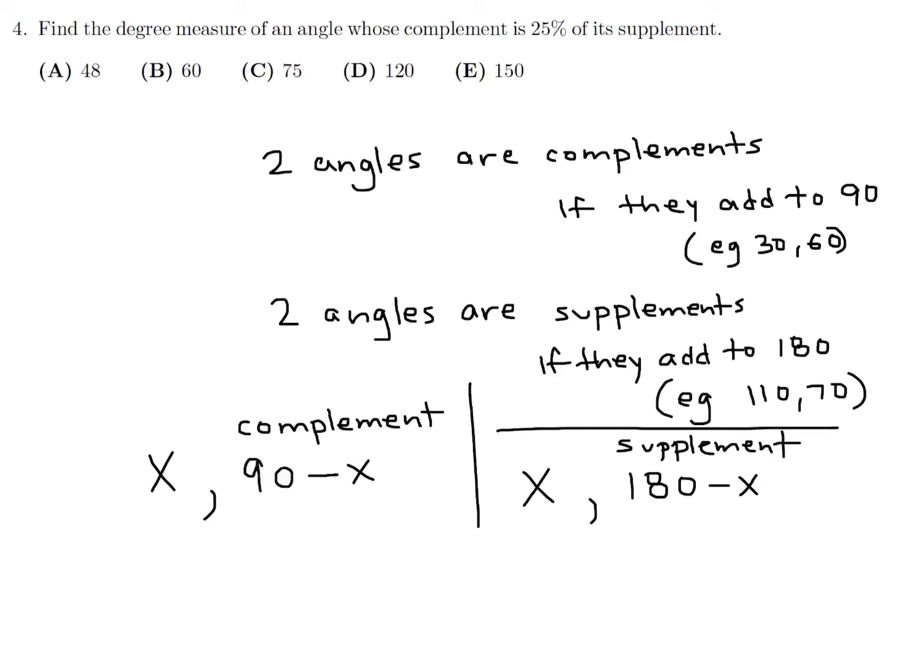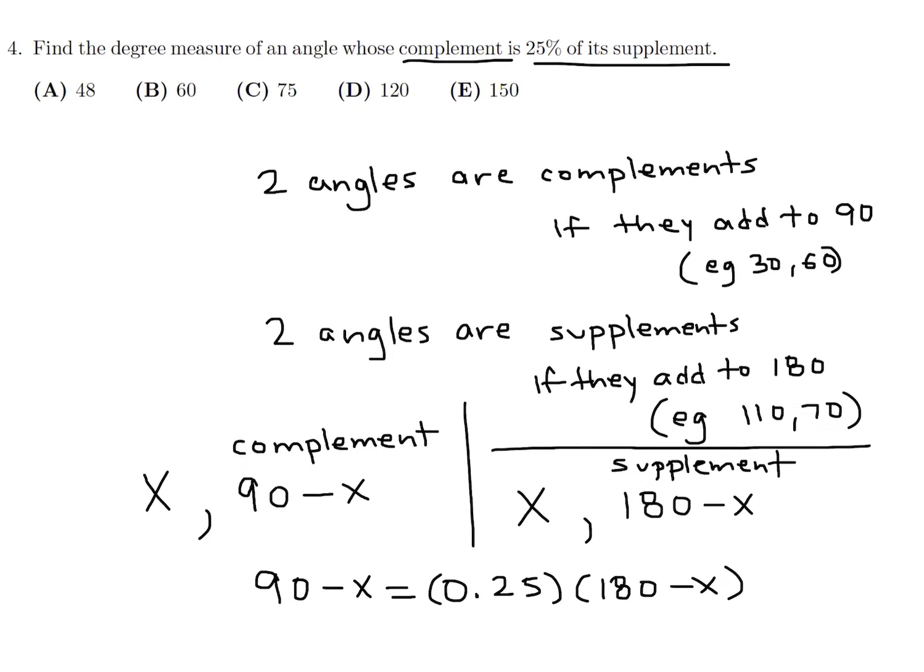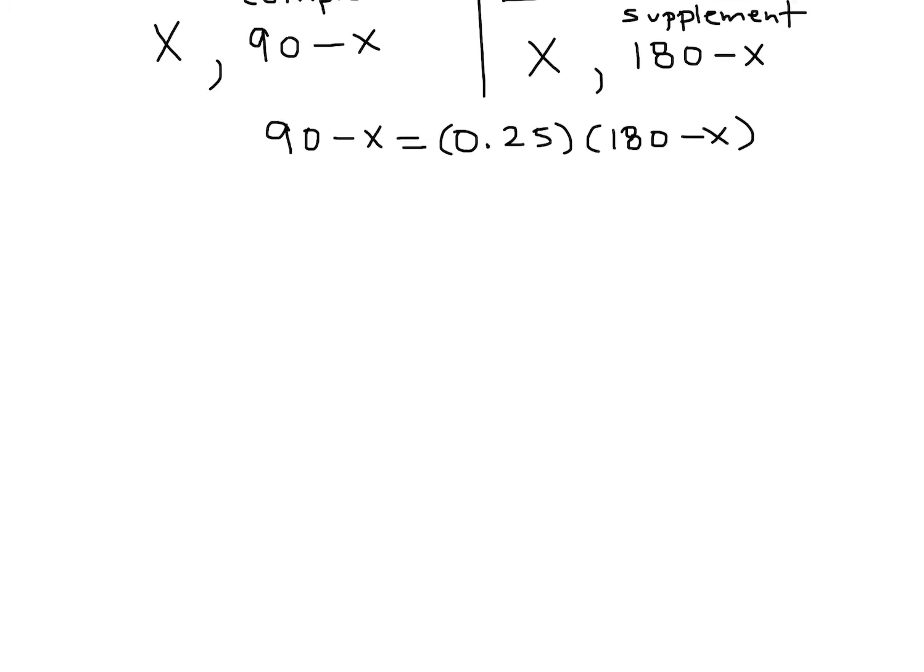All right, so I hope that makes perfect sense. And they're saying that this complement is 25% of its supplement. So the complement, which is 90 minus x, is 25% of its supplement, 180 minus x, like that. And we have to figure out the angle, okay? So that shouldn't be a problem.